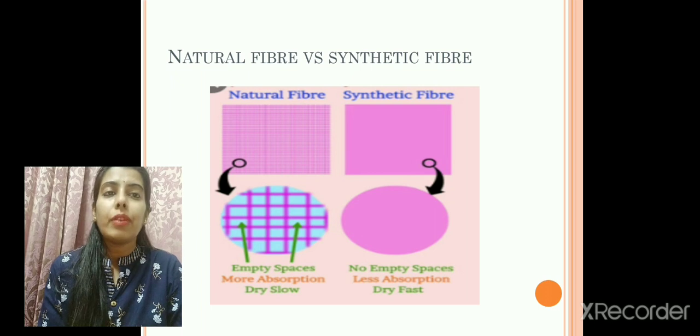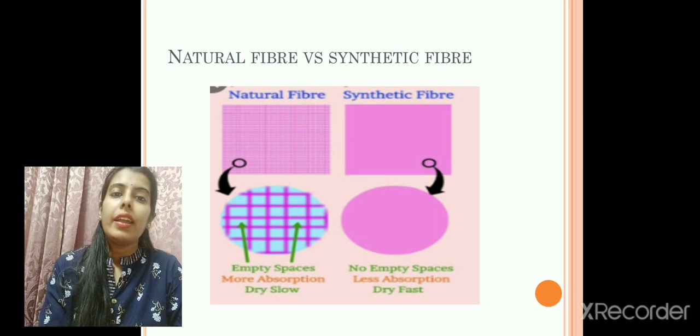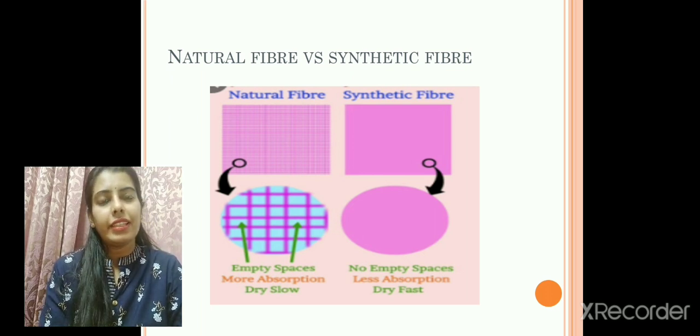Then we discussed synthetic fibers. Synthetic fibers are petroleum products. They have certain desirable properties, easy to maintain, and they dry very quickly. But we compared them to natural fibers. There are some disadvantages also, because they don't have empty spaces, absorb less water, they are less airy, and they can catch fire easily. This much for today.